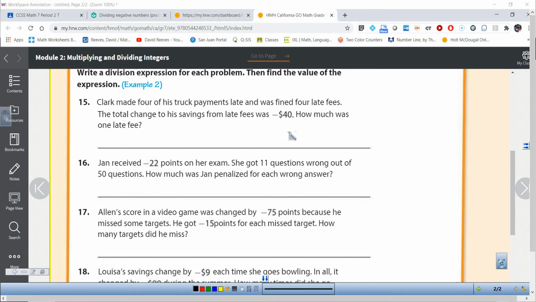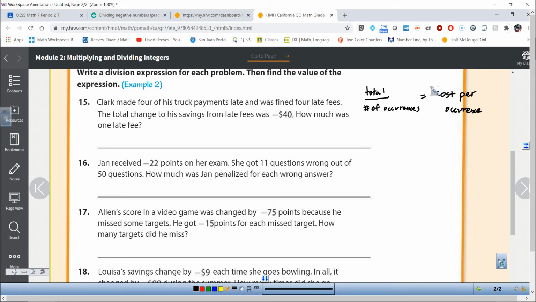All right, so one of the things you need to understand about many of these division problems, you're going to have some total divided by the number of occurrences, and that's going to give you the cost per occurrence. Okay, so that's going to be kind of a common theme we're going to be seeing.